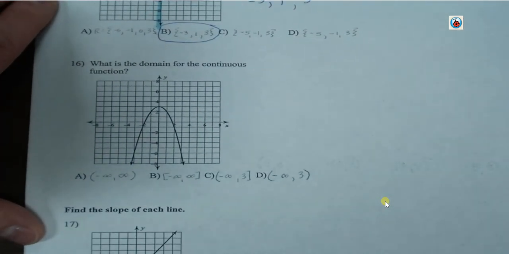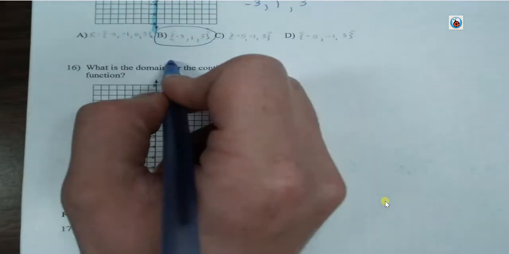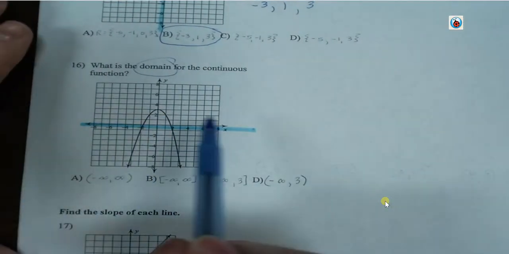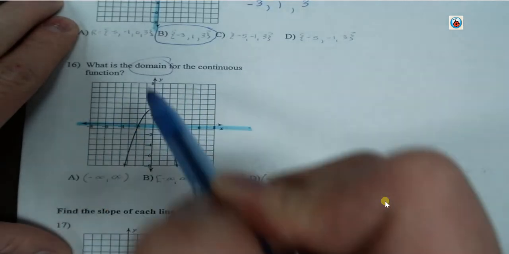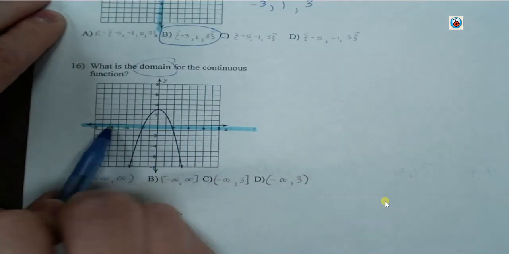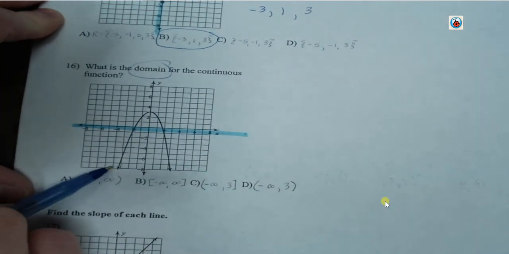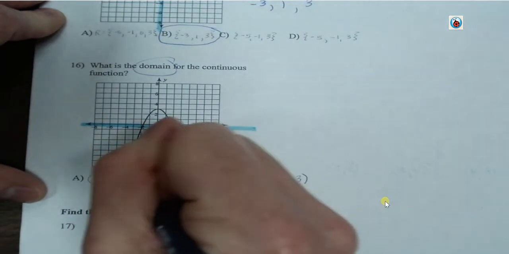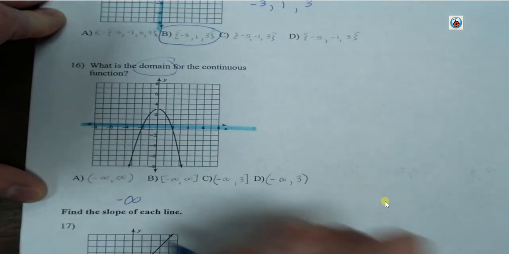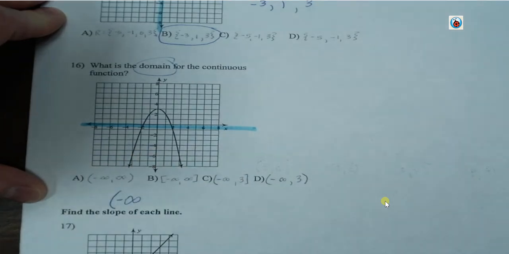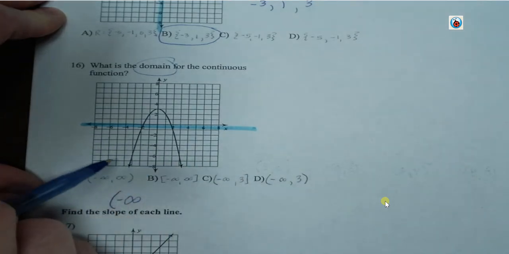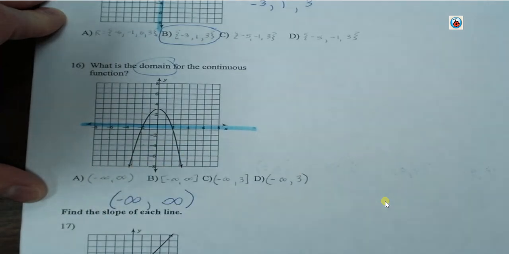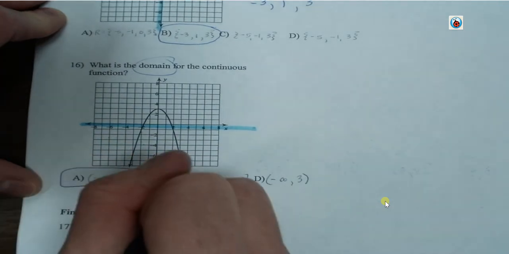16, what is the domain? Domain, I'm looking for all x values, so here's my x-axis. And there aren't separate points, it's all very continuous and connected. And as I see on the left, it doesn't actually stop because it has arrows. It goes on forever to the left, which means I'm starting with a negative infinity. And with a negative infinity, you always put parentheses around it, never a bracket. To the right, as I continue on forever, I go to positive infinity, and you always put parentheses around an infinity, never a bracket. So that matches up with A.